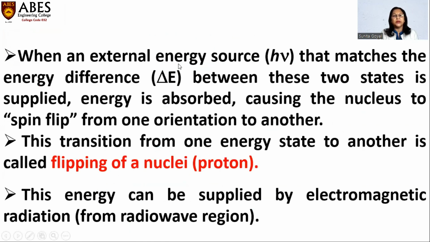Now, when an external energy source h nu that matches this energy difference delta E, which we discussed in the last slide, between these two states is supplied, the energy is absorbed, causing the nucleus to spin flip from one orientation to another. This transition from one energy state to another is called flipping of the nuclei or proton. This energy can be supplied by electromagnetic radiation from the radio wave region.